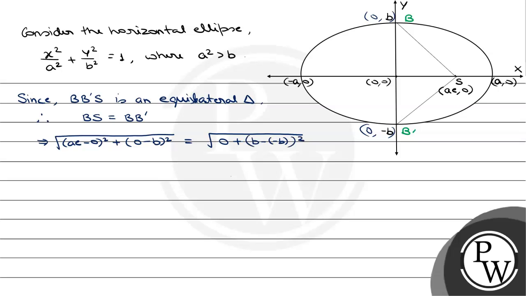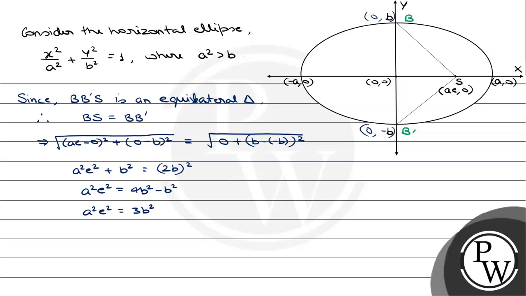Simplifying it, we'll get here a square e square plus 0 minus b whole square, which is b square only, equal to b minus minus b becomes plus, so b plus b is 2b, so it will become 2b whole square. We can cancel both square roots by squaring both the sides. Simplifying it further, we'll get a square e square equals 4b square minus b square, so a square e square will be equal to 3b square.